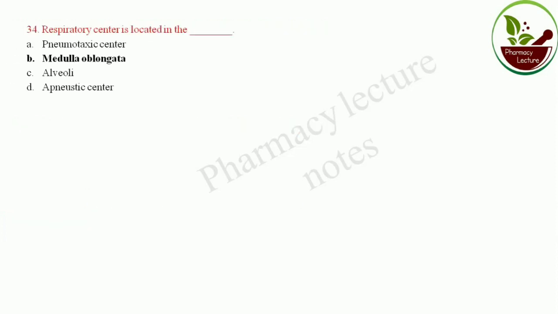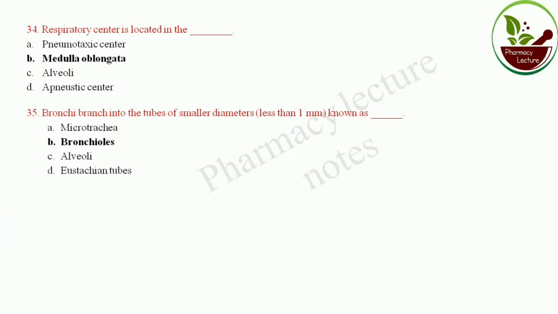Then the respiratory center is located in the medulla oblongata. Bronchi branch into tubes of smaller diameter, less than 1 mm, known as bronchioles. The diameter of the bronchioles is 1 mm, compared to the trachea, and the alveoli, sorry, bronchioles, you should note the diameter.